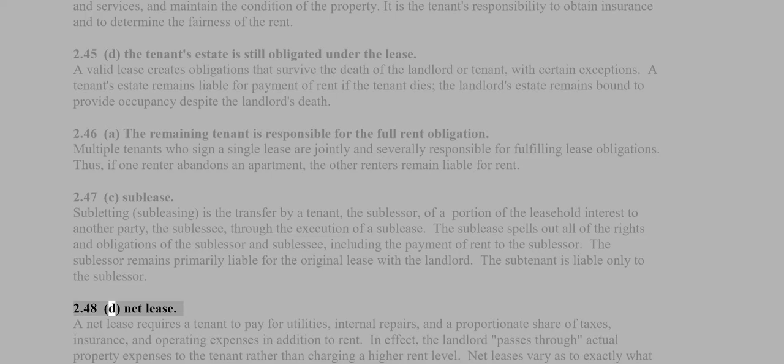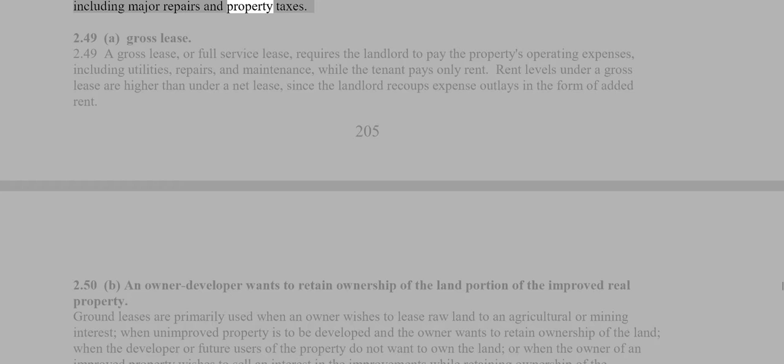2.48 d. Net lease. A net lease requires a tenant to pay for utilities, internal repairs, and a proportionate share of taxes, insurance, and operating expenses in addition to rent. In effect, the landlord passes through actual property expenses to the tenant rather than charging a higher rent level. Net leases vary as to exactly what expenses the tenant is responsible for. The purest form of net lease requires tenants to cover all expenses, including major repairs and property taxes.